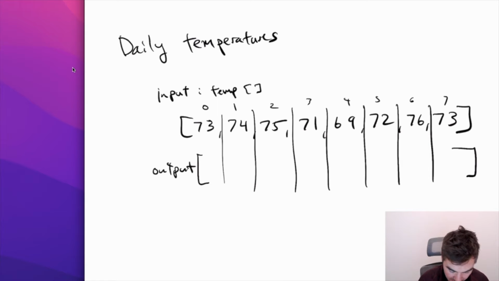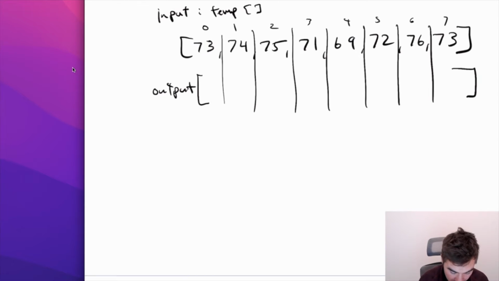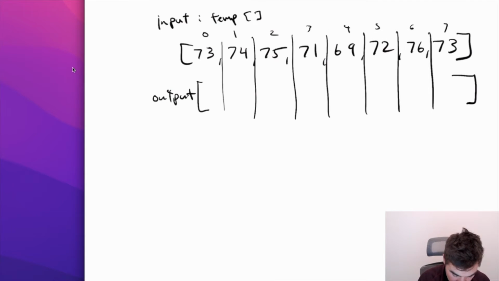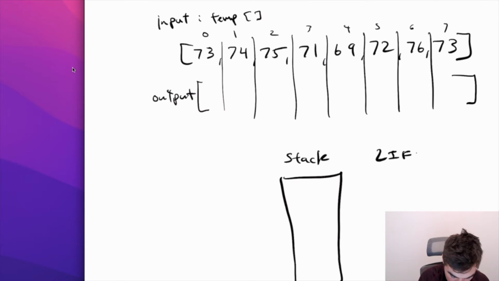Okay, so how do we solve this? We can solve this using a stack. If you remember the stack data structure, it is the LIFO method, so last in, first out. So if we push something in and then we call pop, then the item that we just pushed in, regardless of how many items are already in the stack, is the one that comes out.